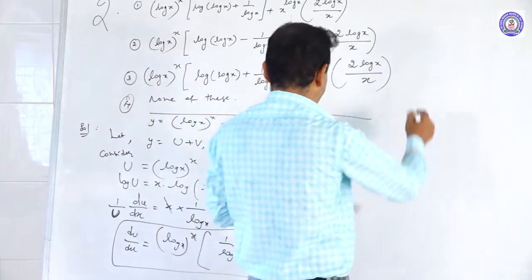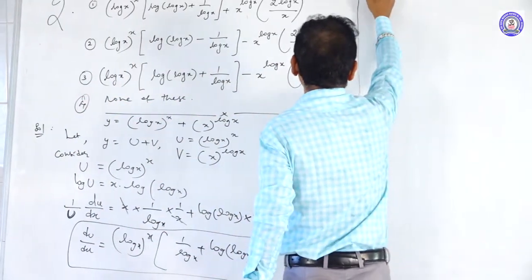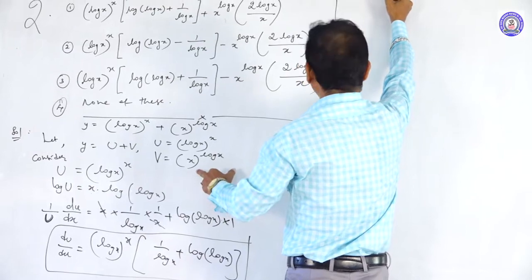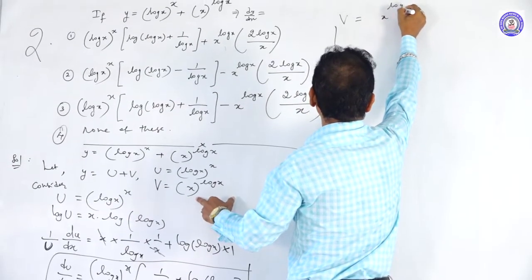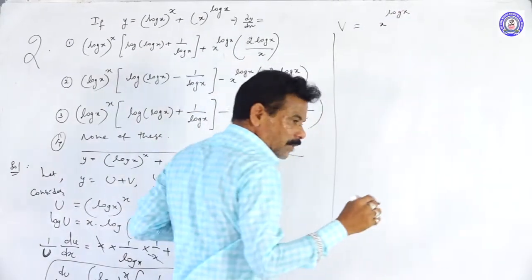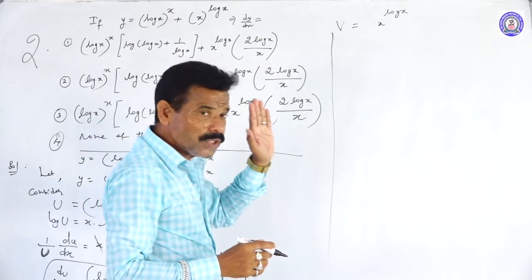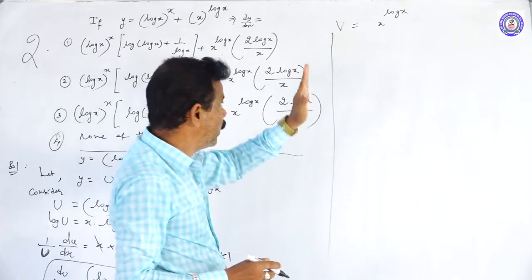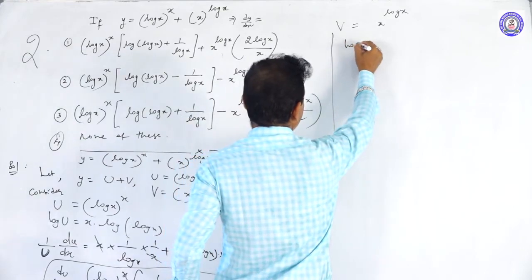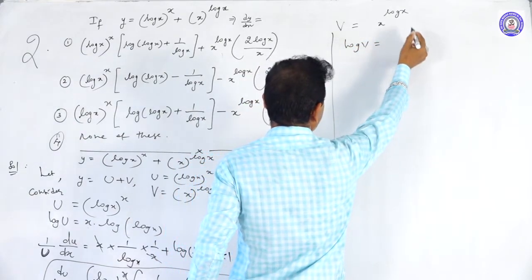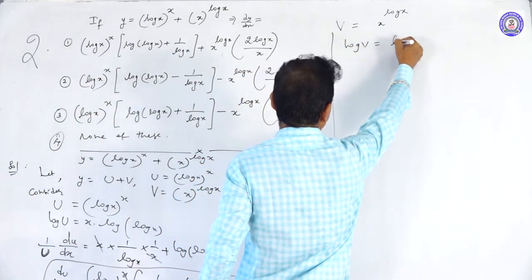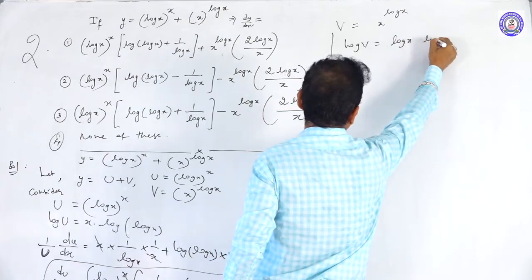Next, the v term. v is equal to x to the power log x. Again, similar to that, it is also a function to the power of a function. We are taking the logarithm. Log v is equal to, the n comes to the front, log x times log x.